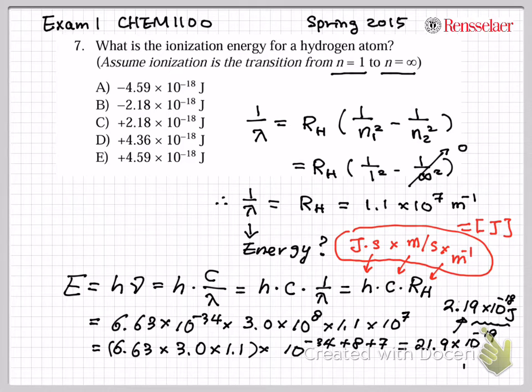That's the answer. So where is the answer? 2.19 times 10 to the minus 18 joule. And the ionization energy, this amount of energy, is required to get there. So the answer is C.